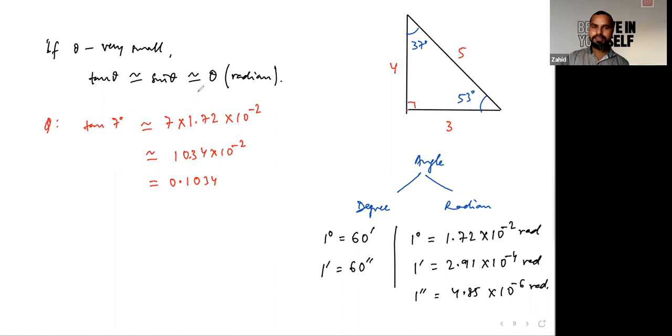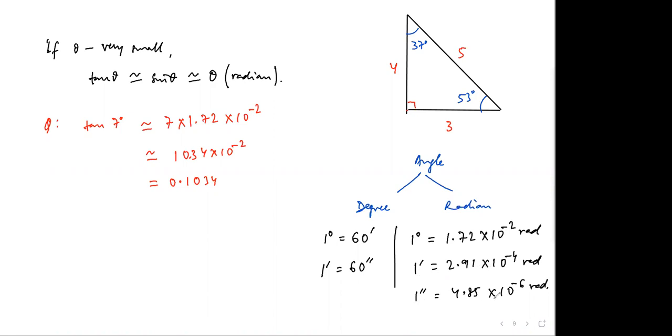If your angle is less than 10 degrees, then tan of theta and sine of theta would be equal to just theta in terms of radian measurement. So in all of these, your theta would be in degree measurement, and you have to convert that into radian measurement. So I have written some data. 1 degree is equal to this much, 1 minute is equal to this much, and 1 second.